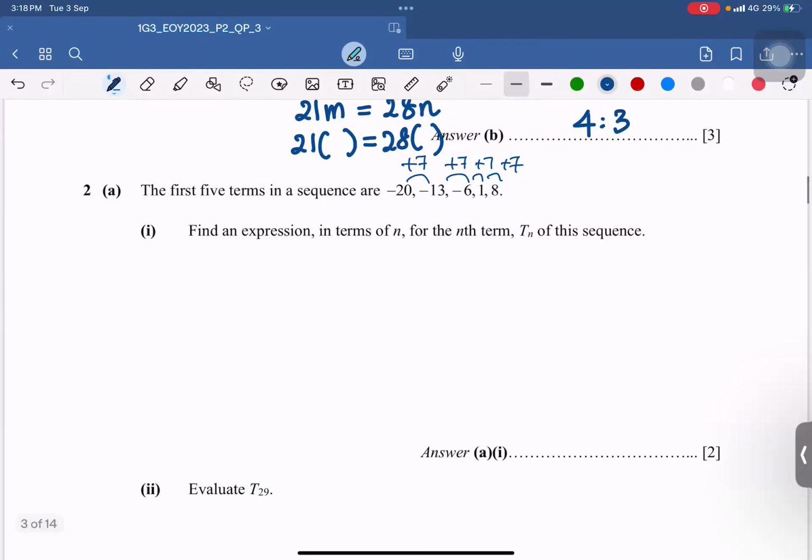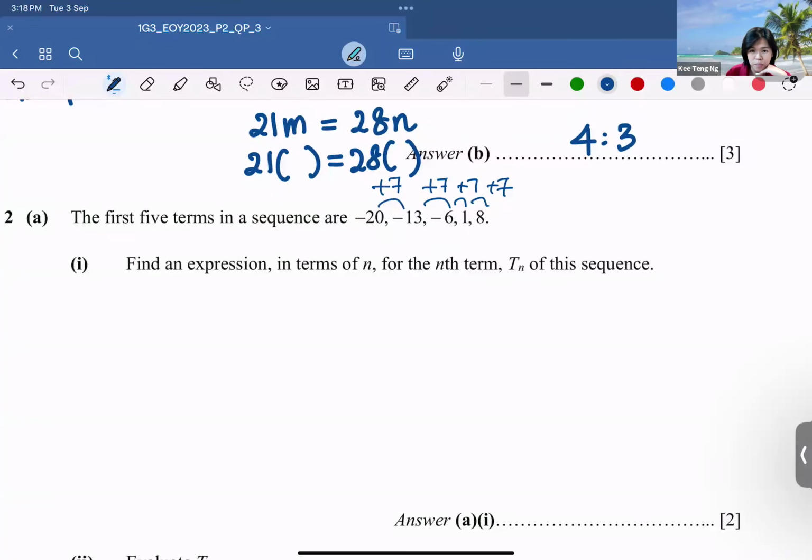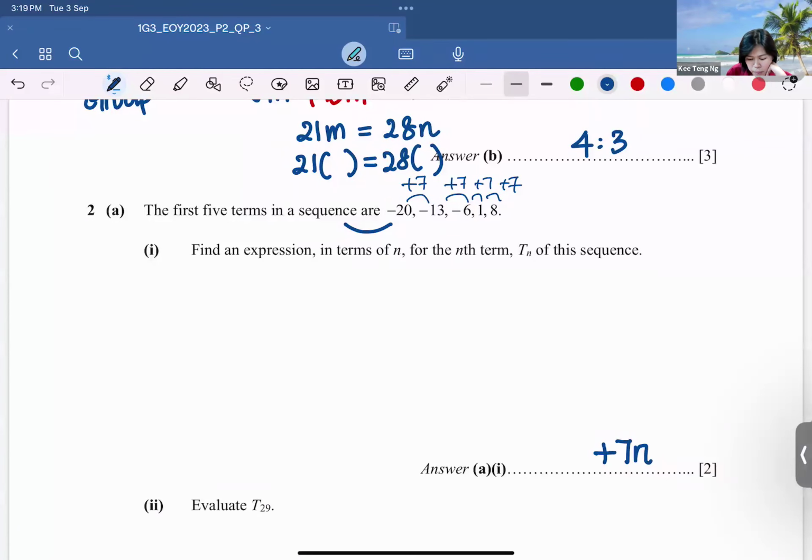Next one, number patterns, number sequences. For this part, the first 5 terms in a sequence are 20, negative 13, and so on. You can observe this is a sequence of +7, +7, +7. If I want the nth term, it will be +7n. Then we check what number +7 will give me -20.